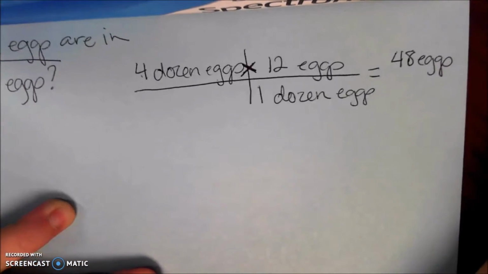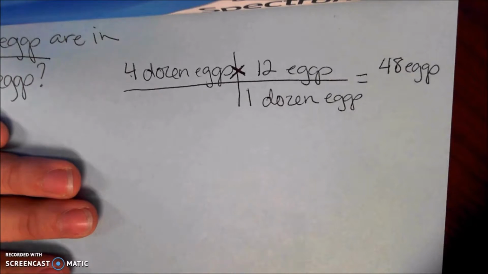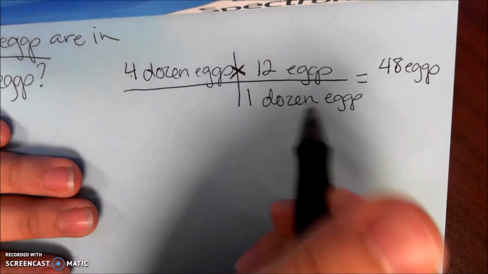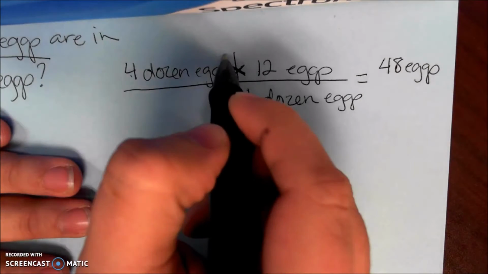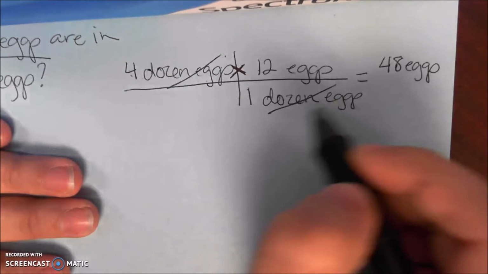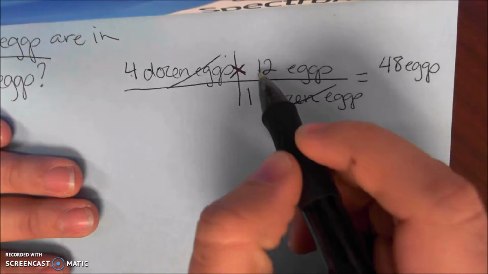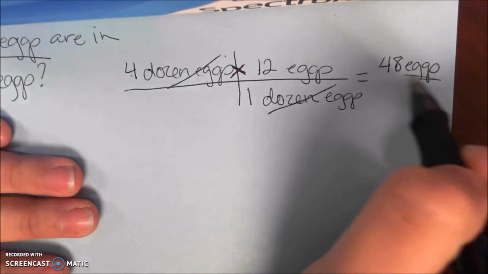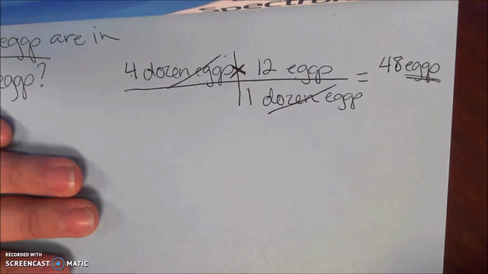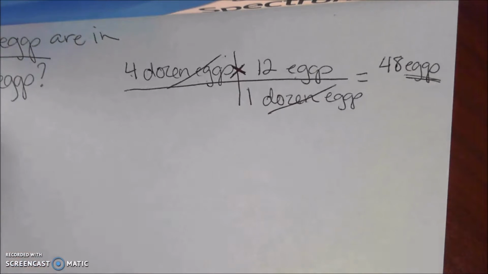Okay, so we worked out that problem. We know we have 48 eggs then. The way you can check to make sure you did this right is your units are going to have to cancel out. I had dozen eggs here, and I have dozen eggs here, so I know those will cancel each other out. Check, check. We know that we're going to be left with just eggs, which is what we wanted. Eggs to eggs. So that's one really easy sample problem.